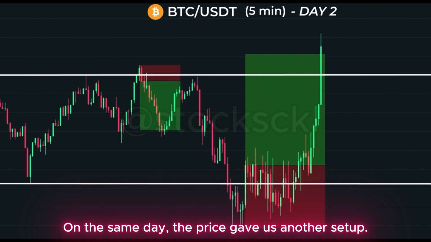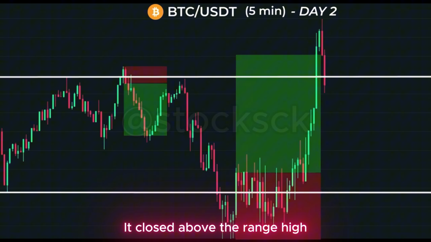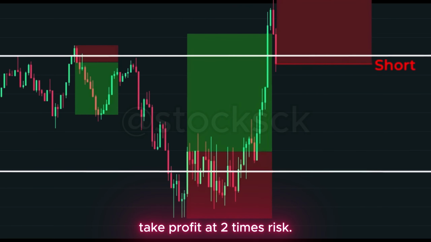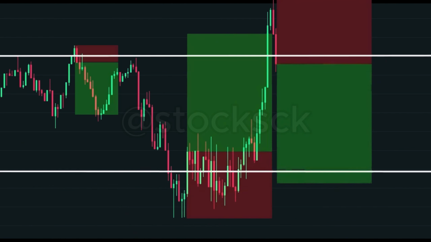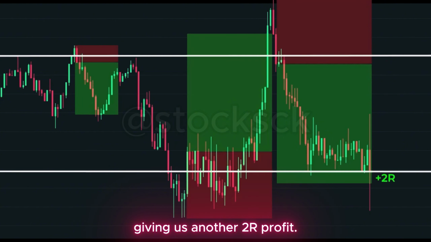On the same day, price gave us another setup. It closed above the range high, but then closed back inside. That signaled a valid short entry. Stop loss goes at the range high, take profit at 2 times risk. And here, price also hits the profit target, giving us another 2R profit.